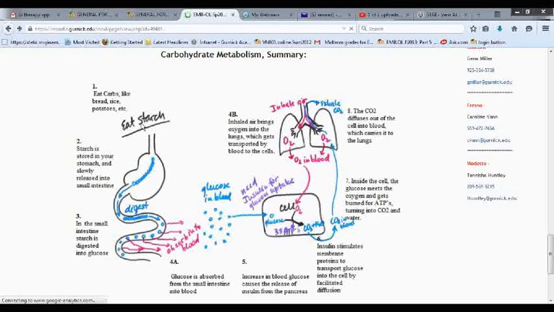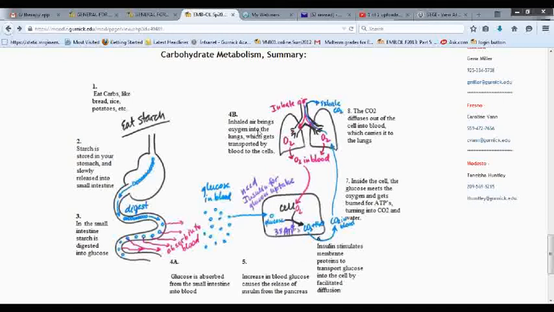So when you eat carbs, like the starches will get digested into individual glucose molecules. And those glucose molecules will get absorbed into the blood. The blood will distribute the glucose molecules to your cells and tissues. Your cells will uptake glucose by facilitated diffusion with the help of insulin, who will open the doors for the glucose to come in.